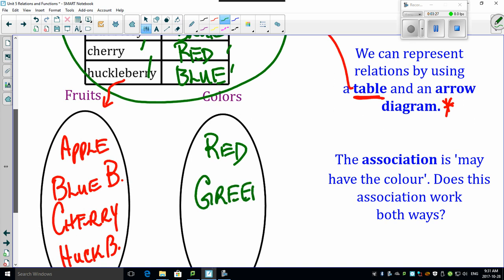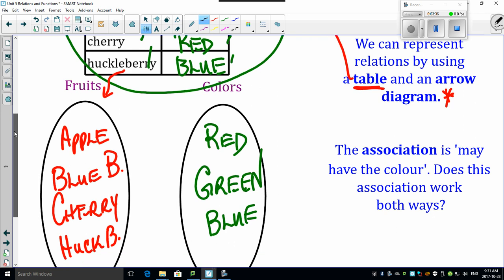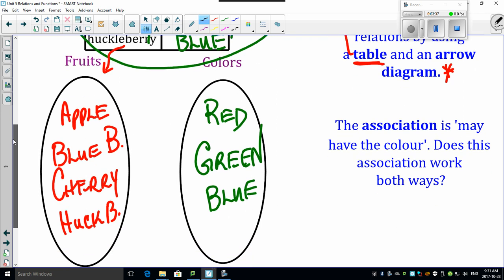Red is already there, so you don't have to put it a second time. And blue. Those were the colors that we saw everything in. Now, all you got to do is put the arrows in, which makes it really, really simple to do. Remember, apples could be red, and apples could be green. Blueberries were always blue. Boom. Cherries were always red. Thunk. And of course, our huckleberries are blue.